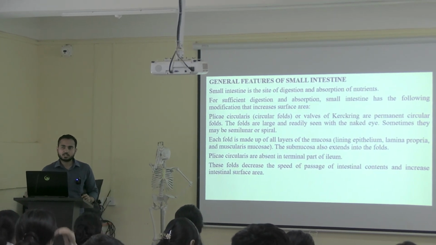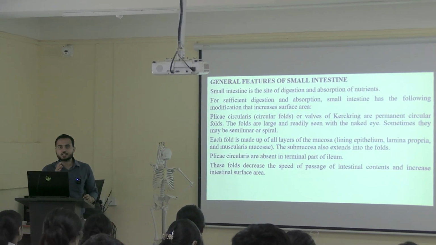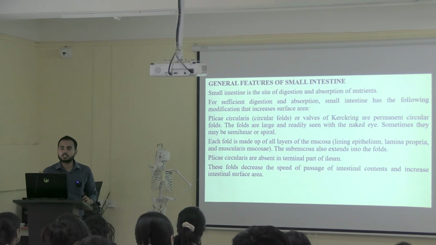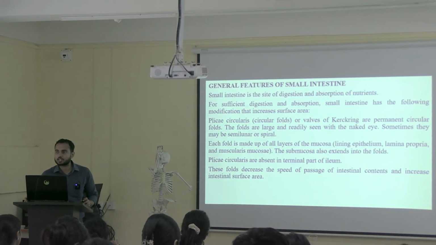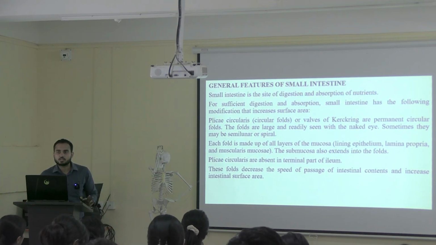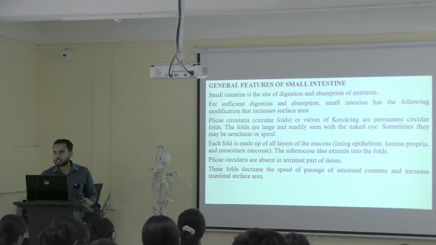Next, another modification is in the form of circular folds. If you see the interior of the small intestine, you notice that circular folds are there. And what is the name of those circular folds? Plica circularis. The circular folds are called plica circularis, or also called valves of Kerckring.